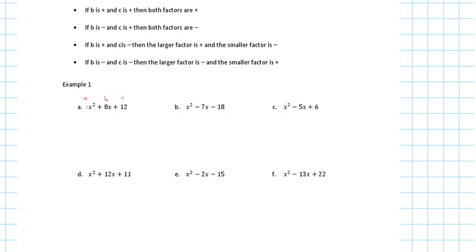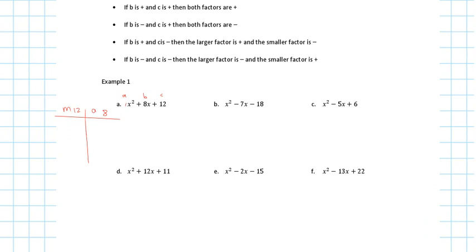I'm looking for two numbers that multiply to C, so that's multiply to 12, and add to B, 8. Okay, so two numbers that multiply to 12. 6 and 2, what else? 6 and 2, 3 and 4, 12 and 1. Which one of them add to 8? 6 and 2 add to 8, 3 and 4 add to 7, 12 and 1 add to 13.